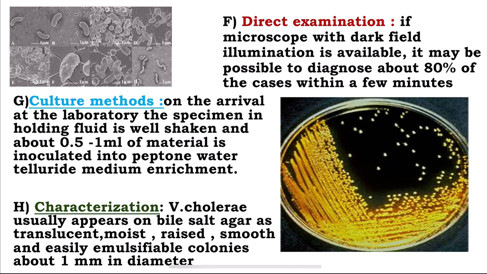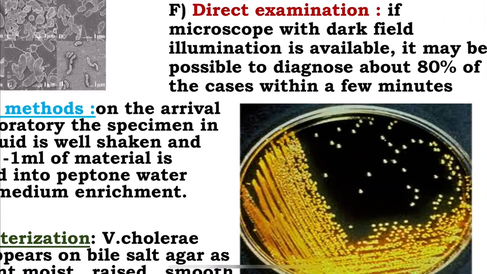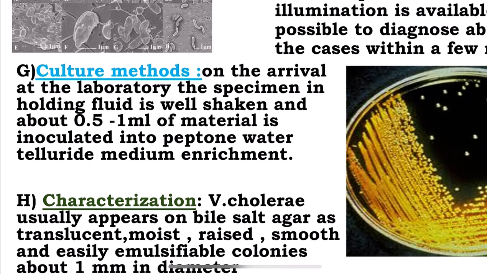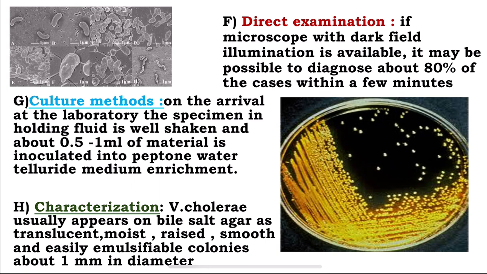Next, we have direct microscopic examination. If dark field illumination is available, it is possible to diagnose up to 80% of the cases within a few minutes. Very clearly through the microscopic images, you can see the small bent comma-shaped Vibrio cholerae with a flagellum. Here you can see the flagella and the comma-shaped bacteria. It is very easy to diagnose 80% of the cases within a few minutes through microscopic examination.